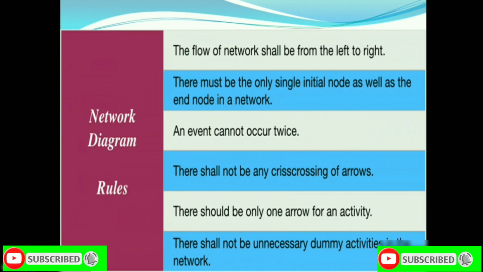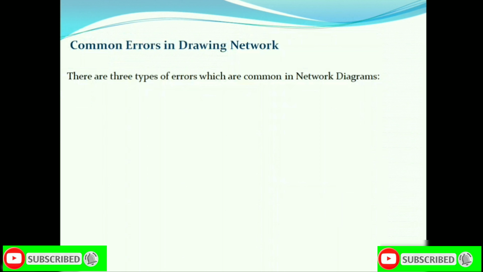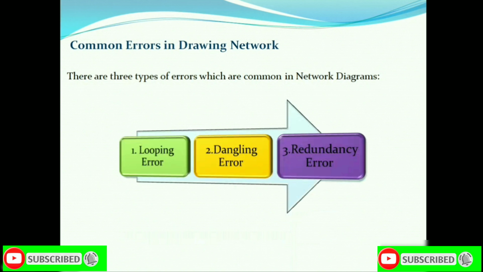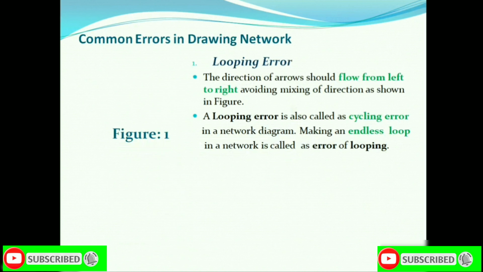Let us discuss the types of error which are most frequently seen in drawing of network. Now the question arises, what are they? There are three types of error: looping error, dangling error, redundancy error. For the detailed discussion, we move to the next slide. Making an endless loop in a network is called looping error, which is also known as cycling error. Let's take an example of looping error.